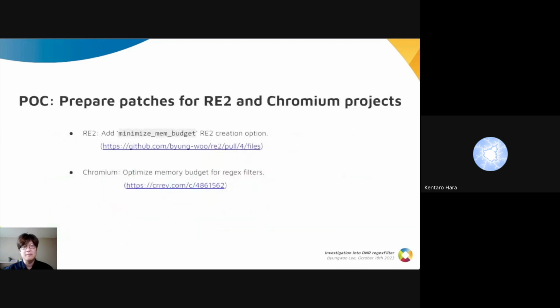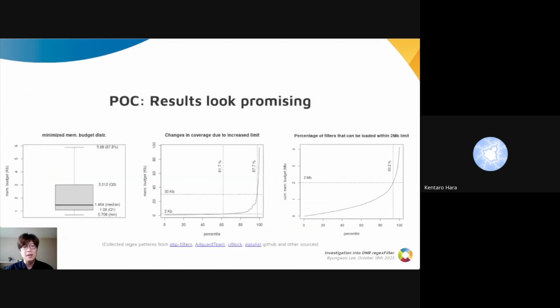To test this concept, we made patches for both the RE2 and Chromium projects. By increasing the regex filter limit from 2 kilobytes to 30 kilobytes, we boosted the coverage from 61% to 97%. And we loaded 93% of collected regex filters without changing the 2 megabytes limit for each rule source.